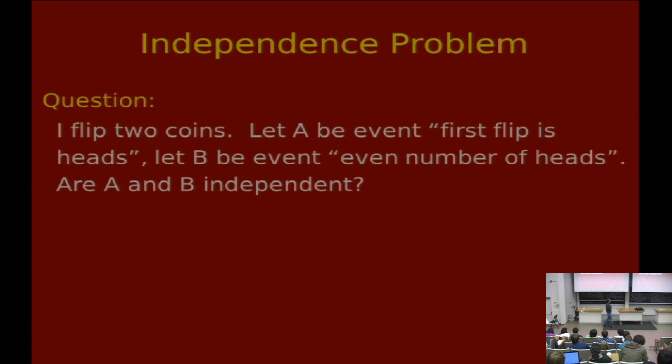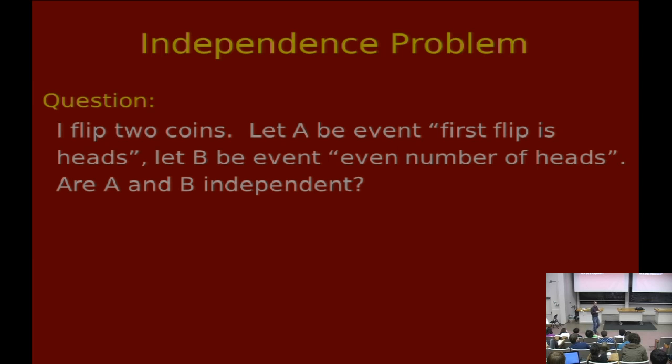So now in a common probability textbook, they'll just tell you that definition, and then they'll always ask you this question for some reason. They say, if I flip 2 coins and let A be the event that the first flip is heads, and let B be the event that there's an even number of heads, are these events independent?